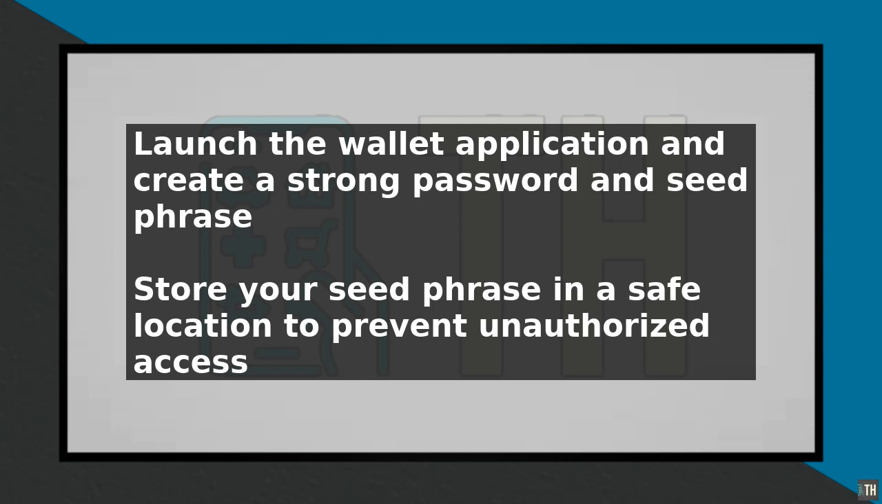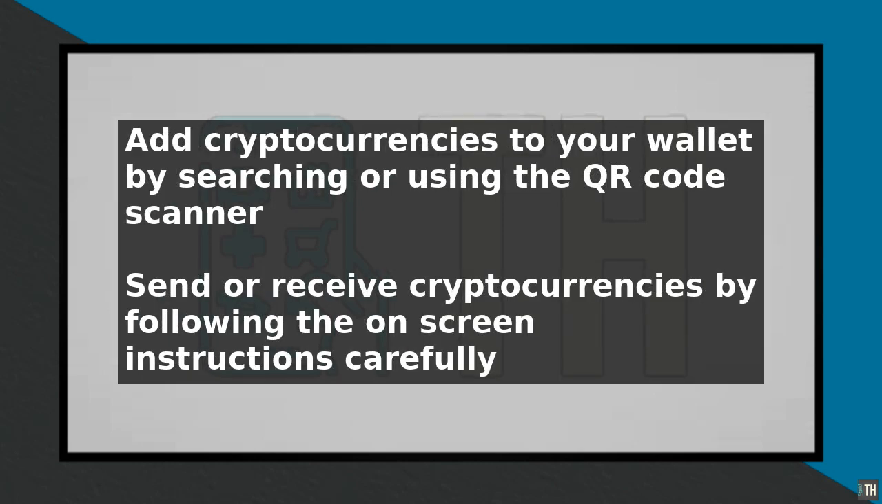Once you have created your wallet, you can start adding cryptocurrencies to it. To do this, click on the Add Token button and search for the cryptocurrency you want to add. You can also use the QR code scanner to add tokens quickly. To send or receive cryptocurrencies, click on the Send or Receive button and follow the on-screen instructions. Make sure to double-check the recipient's address and the amount you are sending to avoid any errors.